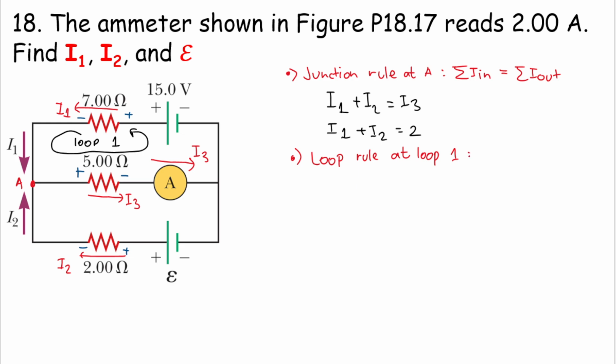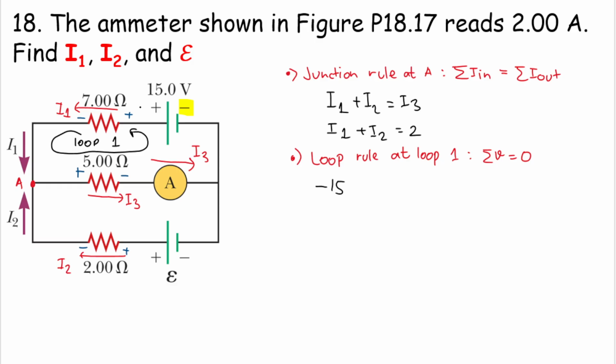Okay, what does the loop rule say? The loop rule says that the sum of the voltages in a loop will equal 0. Now, let's start with this battery here. This loop is flowing from the negative terminal to the positive one. So it enters from the negative terminal, and we will have the negative sign. So I have minus 15.